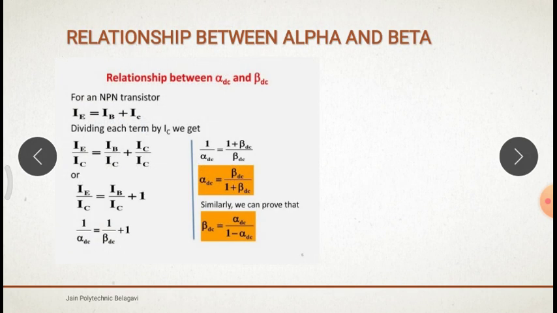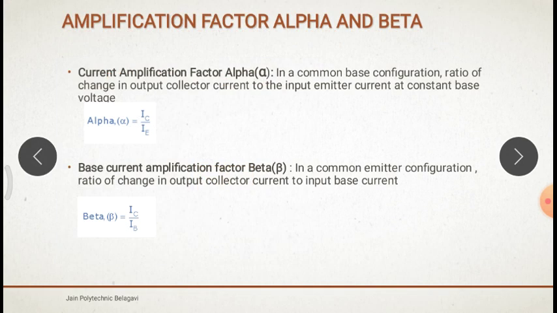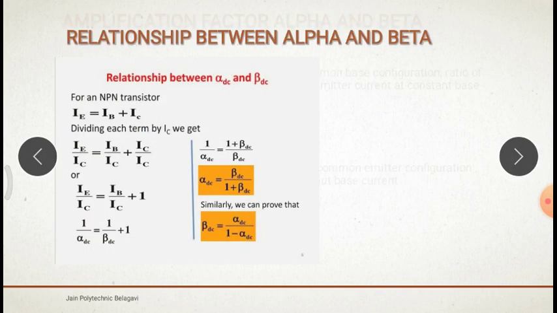What is the relation between these two? I have given a derivation. We know that IE is equal to IB plus IC. Just divide both sides by IC. That is for simplification, because we want the terms in alpha and beta, the relationship between alpha and beta. IE by IC equals IB by IC plus IC by IC, and IC by IC is equal to 1. Now, what is alpha? IC by IE. So 1 divided by IC by IE, and IC by IE is equal to alpha.